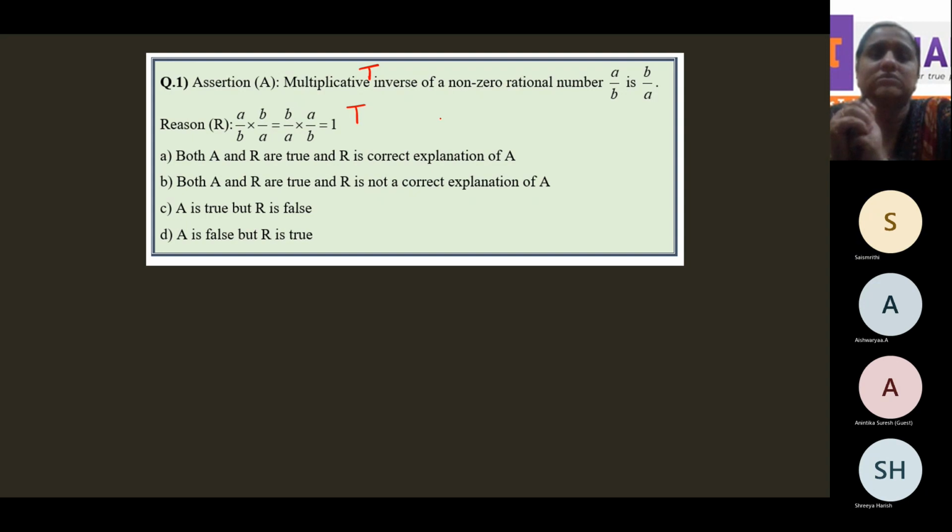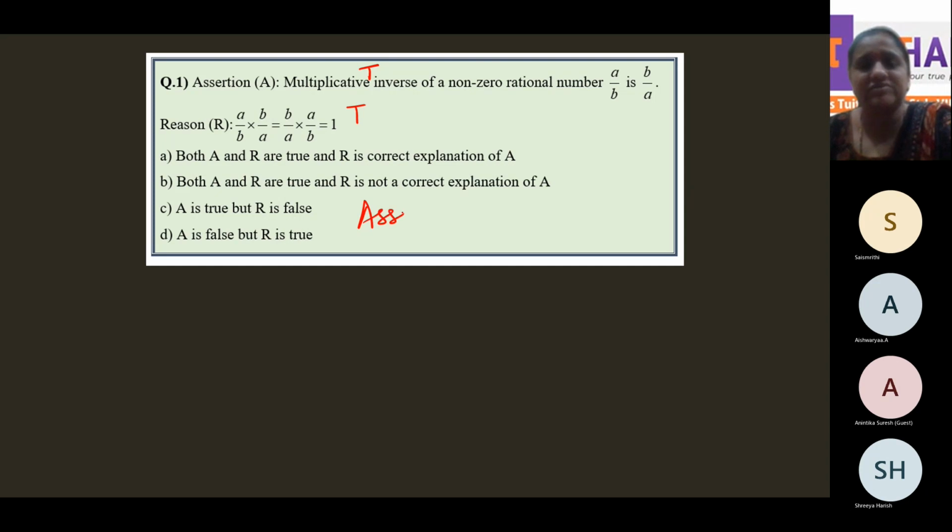True. Area of a rectangle is equal to 2 into L plus B. Wrong, ma'am. Only perimeter is 2 into L plus B. Area is not 2 into L plus B, ma'am. Area is just L into B. No, I didn't say both. I said only one.